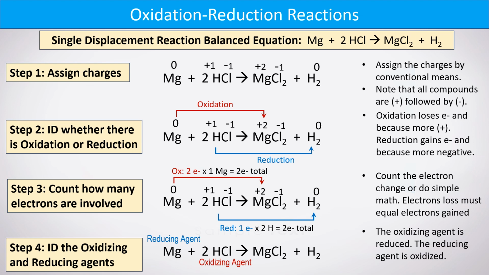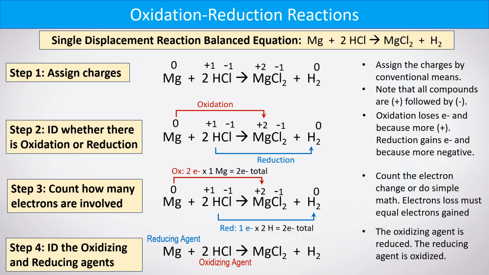Next, we'll decide what's the oxidizing and the reducing agent. One simple way to know this is that the oxidizing agent is reduced and the reducing agent is oxidized. So in this case, we know that magnesium was oxidized, therefore it is the reducing agent. It caused hydrogen to be reduced. HCl, or at least the hydrogen within the HCl, is an oxidizing agent. It caused magnesium to be oxidized. Therefore, it is the oxidizing agent.